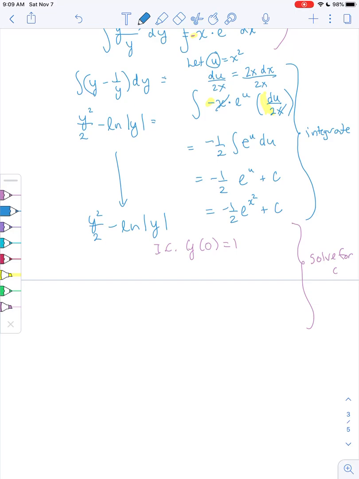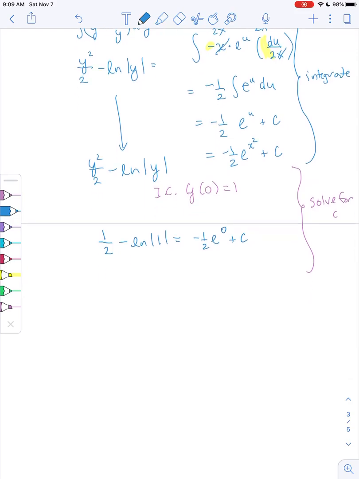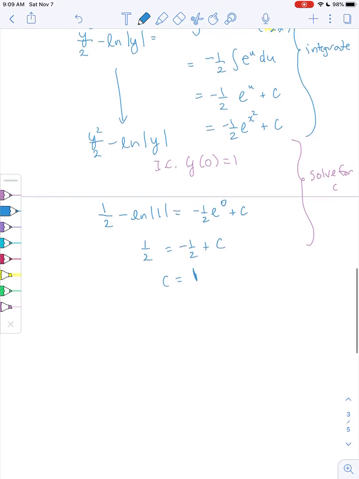Okay, so at this point, we have 0 plugged in for x and 1 plugged in for y. If I plug 1 in, I get 1/2 here, minus ln of the absolute value of 1, equals, over on the right, negative 1/2 e to the 0 and then plus c. In simplifying this, ln of 1 happens to be just 0. So we have 1/2 equals negative 1/2 plus c. If I solve for c by adding 1/2 to the other side, I get c equals, yay, just a simple 1.